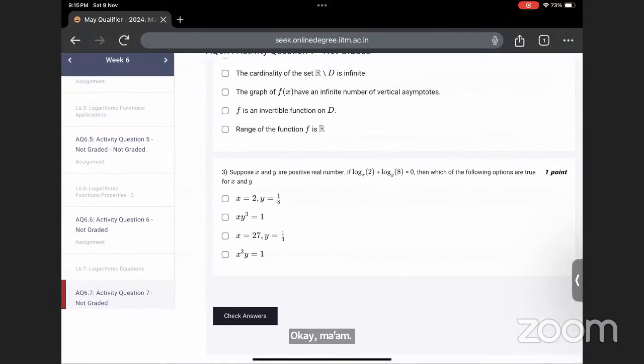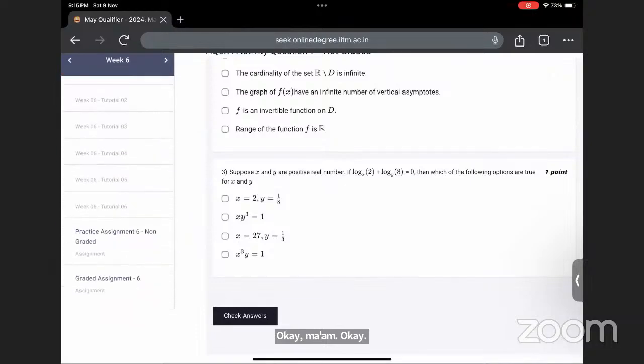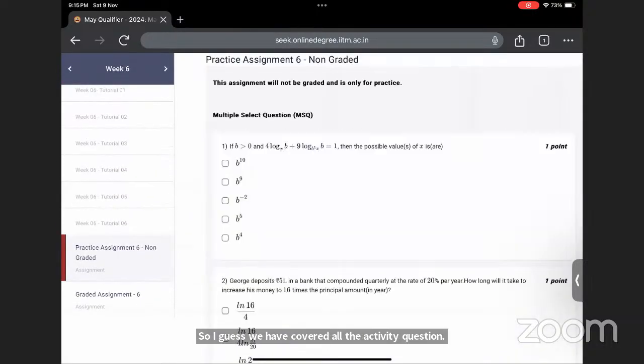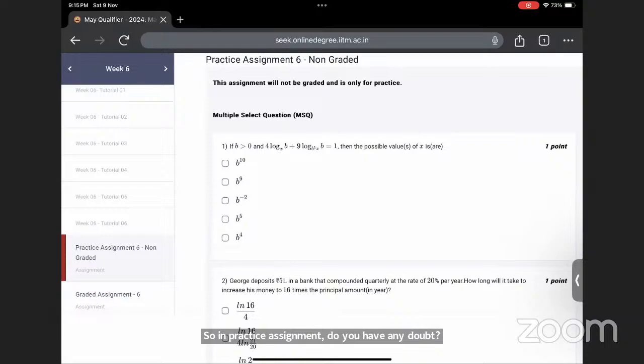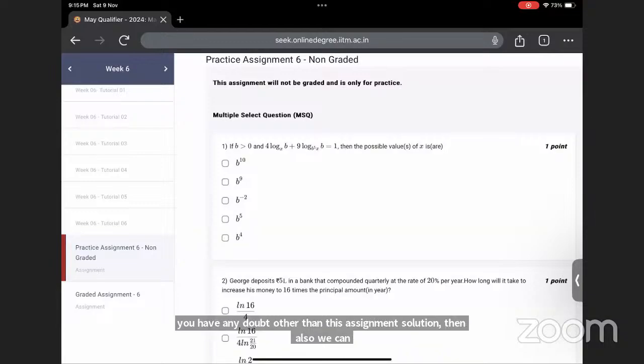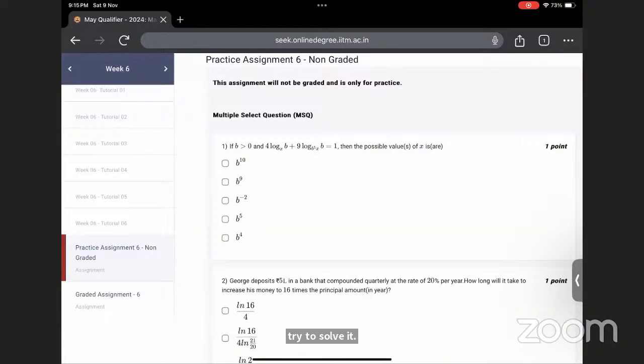So I guess we have covered all the activity questions. In the practice assignment, do you have any doubt? If you have any doubt other than the assignment solution, then also we can try to solve it. You can share it in the chat box, or just say the question. I will try to solve it. Ma'am, could you solve Arun sir's question, like the previous question, if no one has any doubt in the practice assignment? We have a lot of time. Okay, I can check it.